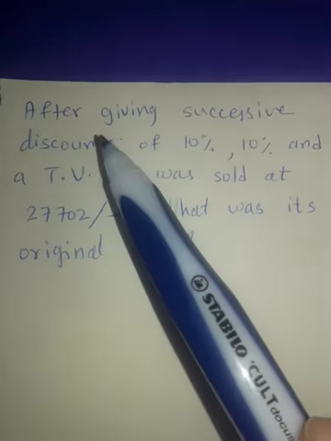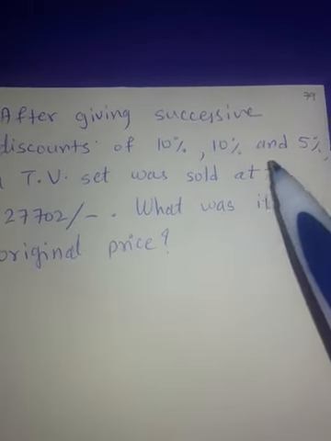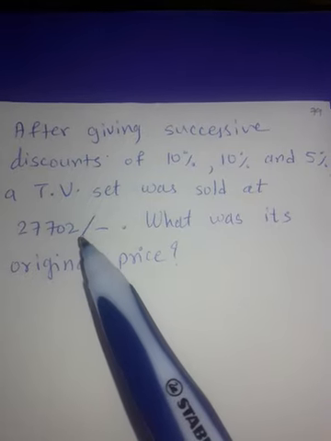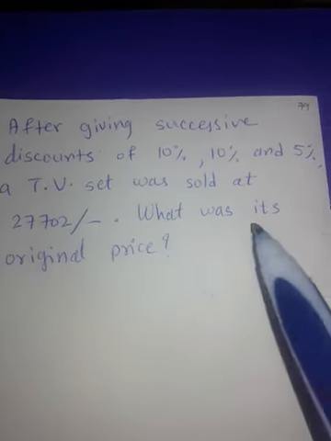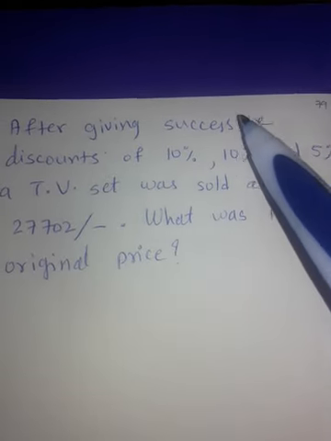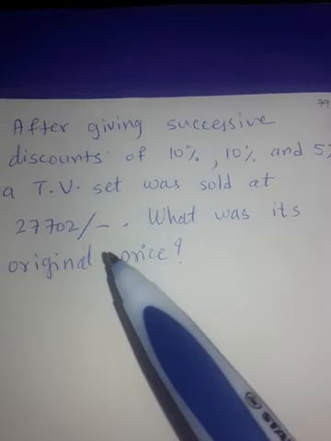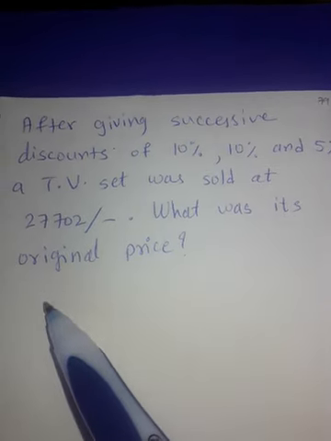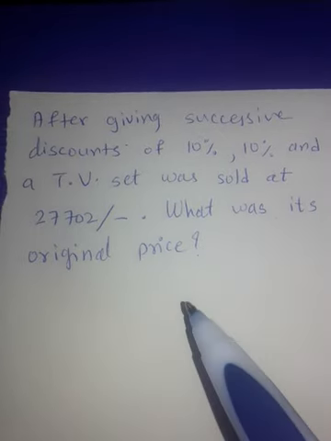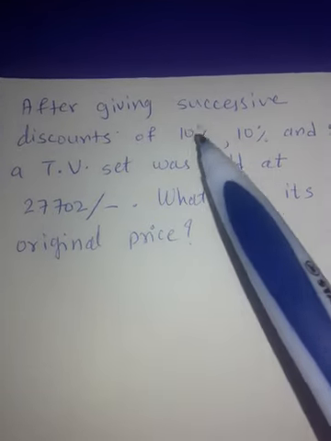Next example. After giving successive discounts of 10%, 10% and 5%, a TV set was sold at 27,702. What was its original price? Do you understand what is meant by successive discount? Successive discount means, suppose originally it is 100, then you give some discount and subtract from original, and new discount is given on the new price, that is successive.